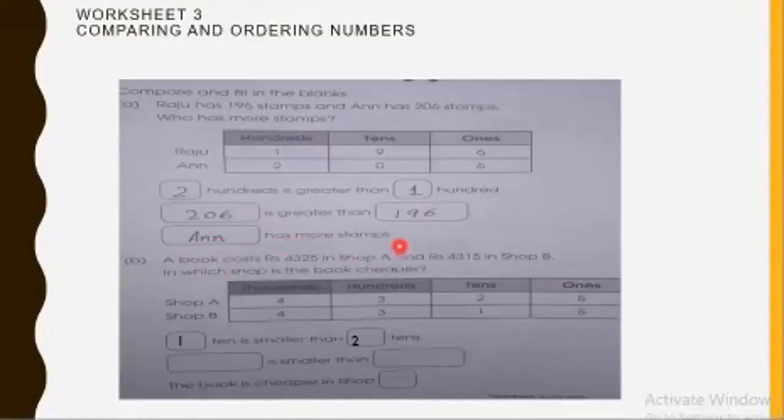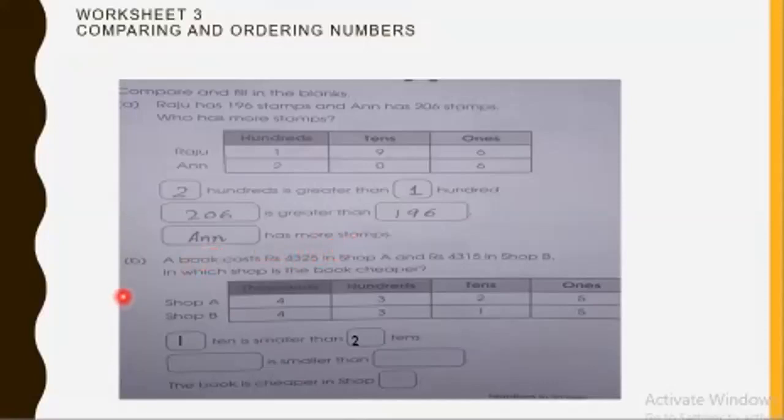I just remember sometimes students made the mistake. They just answered without reading the question carefully. They just put the number over here, "2006 has more stems." If you read the statement again, that would be wrong. You are going to mention the name of the child over here, that is, Anne has more stems.